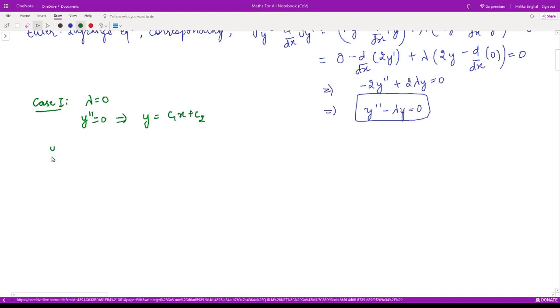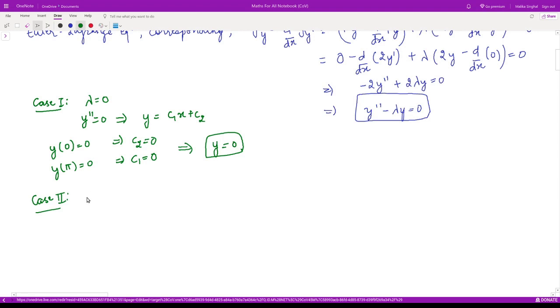Our boundary conditions are y at 0 is equal to 0. So this gives me c2 is equal to 0, and another condition is y at pi is equal to 0. So this gives me c1 is equal to 0. So overall, I'll have y is equal to 0 as the solution in this case, which is the trivial solution, as you all know. So second case is, if I assume lambda to be a positive number.